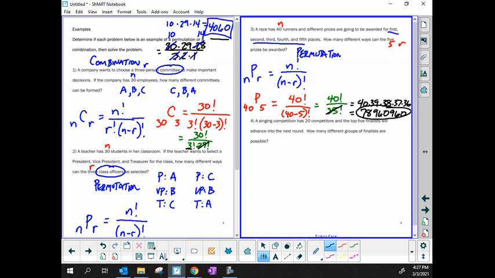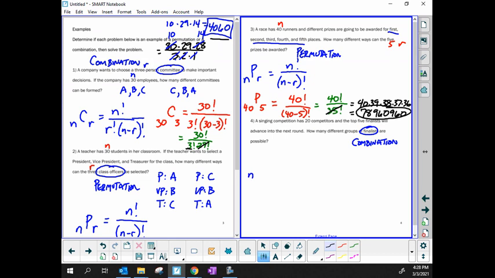All right, number 4, a singing competition has 20 competitors and the top 5 finalists will advance into the next round. How many different groups of finalists are possible? Well, we mentioned that word finalist before. Whenever you see finalist, finalist means a combination. Because if you're a finalist, it's not like it's first, second, third, fourth, and fifth place. It's saying, all right, you 5 advance to the next round. So the 5 people in that group, it's not like one is better than the rest. They're all equal. So me saying the people's names in a different order isn't a different group. It's the same group. So here, because the order doesn't matter, this is a combination.